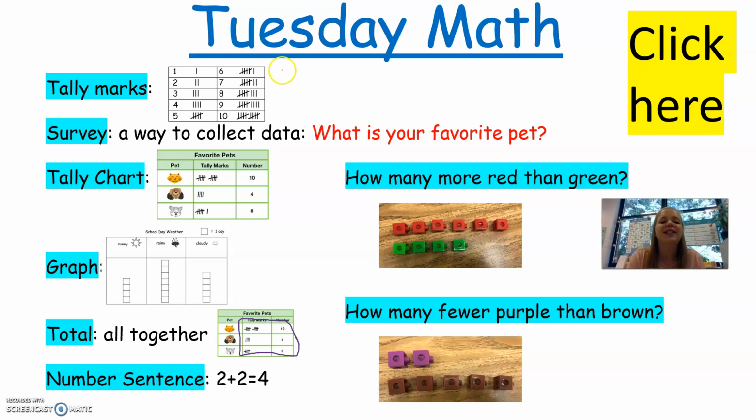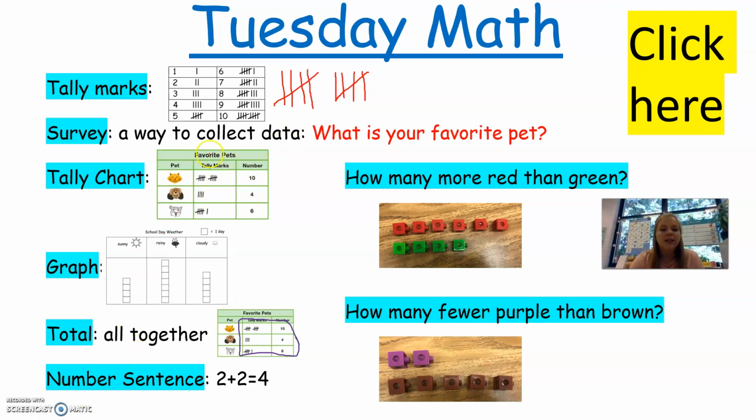Alright, let's see how you did. 1, 2, 3, 4. What do I do for 5? I cut across for 5. 6, 7, 8, 9. What do I do for 10? I cut across. Perfect. So make sure yours looks like mine.